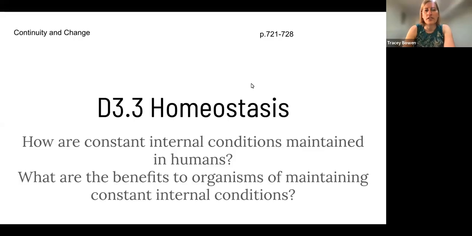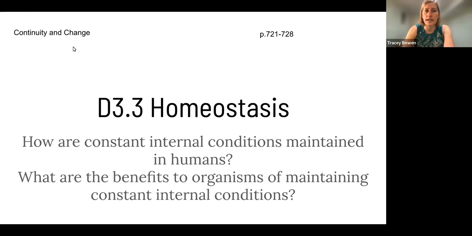Hey all. So today we're going to be looking at D3.3, which is homeostasis. And the questions we're going to be focused on are how are constant internal conditions maintained in humans? And then also what are the benefits to organisms of maintaining constant internal conditions? So we want to be focusing on continuity and change in these slides.